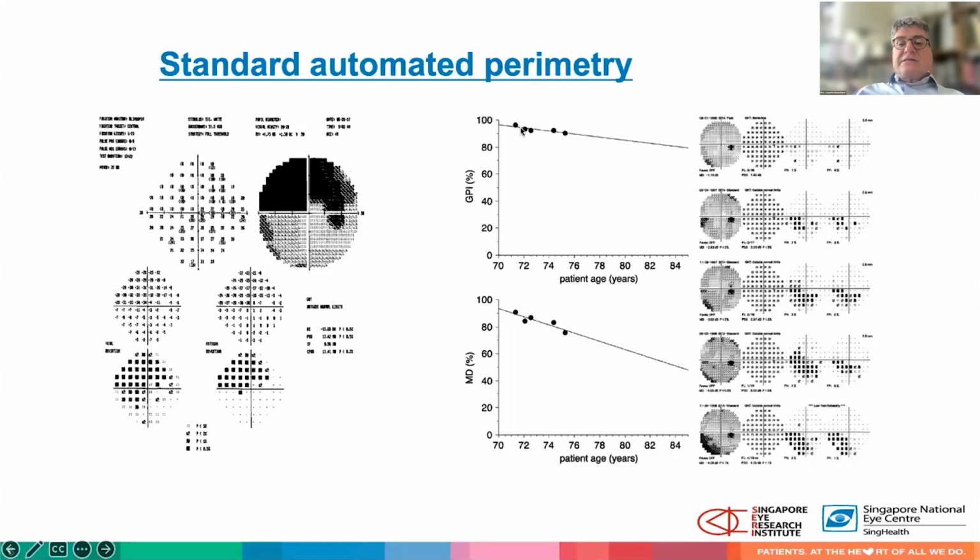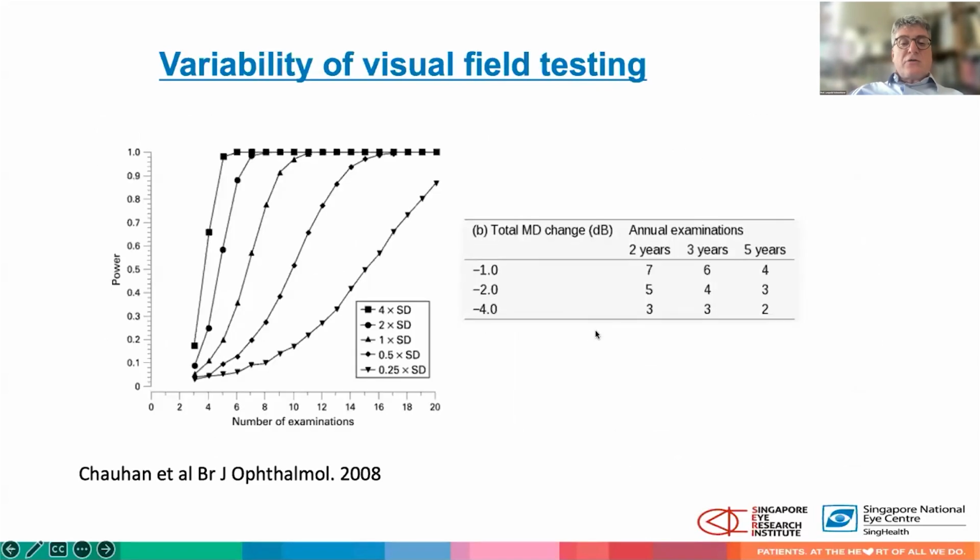And usually the systems also have an automated way of looking into progression. So this is a typical progression analysis where you can look into either the GPI or the mean deviation. And you can see here the system usually also provides you with a likelihood of progression. This is a very clear case where you see progression over time, also with relatively little variability, so that you can be quite sure that this patient is progressing.